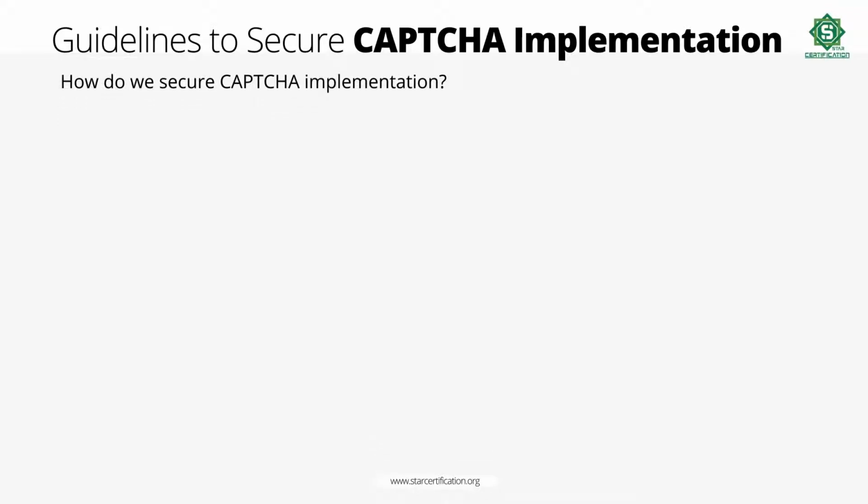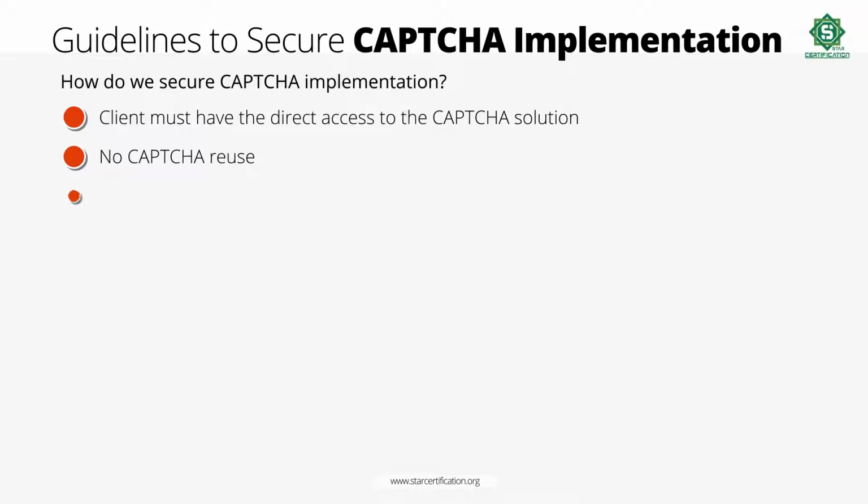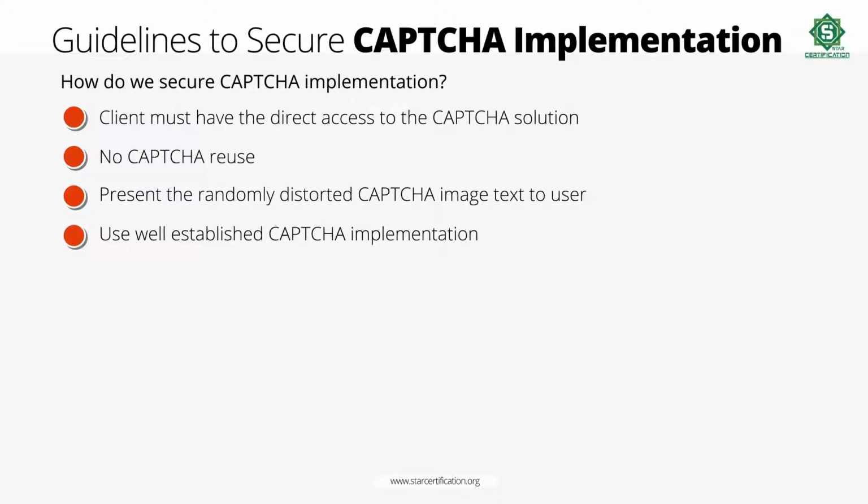As we all know, attackers can exploit CAPTCHA images and text and make the system vulnerable by compromising its security. However, there are many ways to secure a CAPTCHA implementation. They are: clients should not have direct access to the CAPTCHA solution. No CAPTCHA reuse, and present randomly distorted CAPTCHA image text to the user. Use a well-established CAPTCHA implementation like reCAPTCHA, rather than creating your own CAPTCHA script, and allow users to choose audio or sound CAPTCHA.